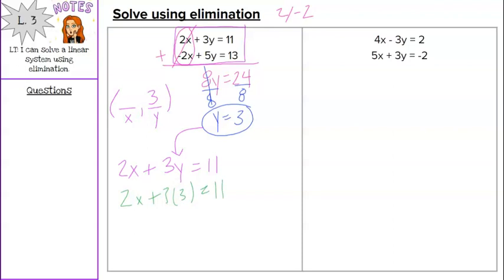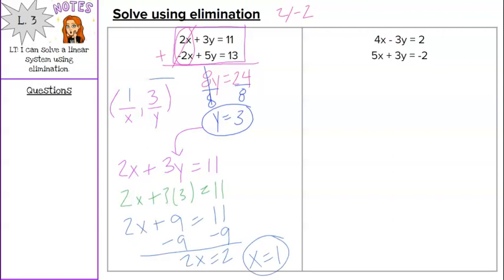I would like you to solve this equation and tell me what x equals. After solving the equation, you should have got x equals 1, so we put that up in our coordinate point, and our answer would be 1, 3. That would be the point that those two lines cross.